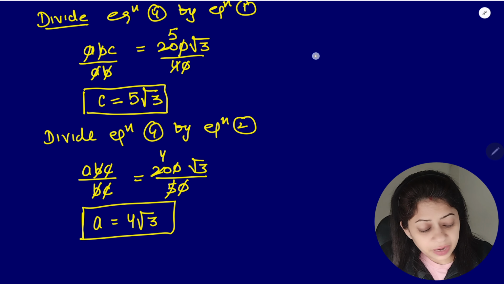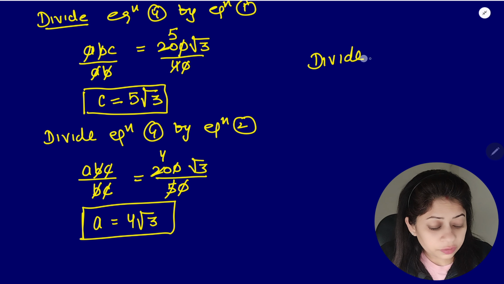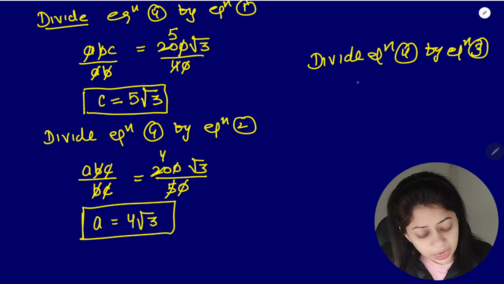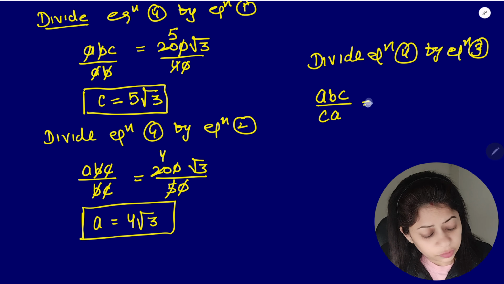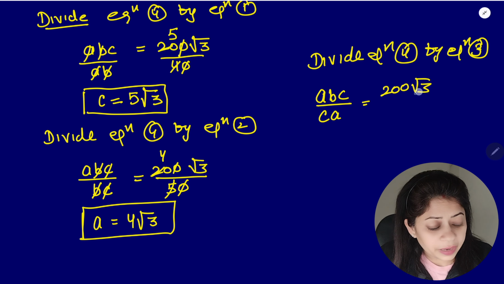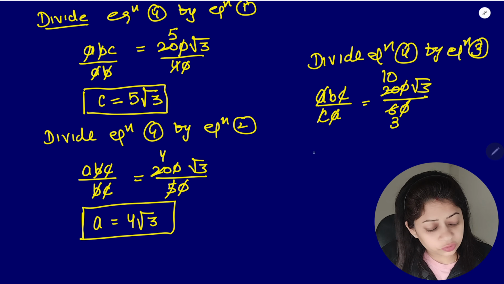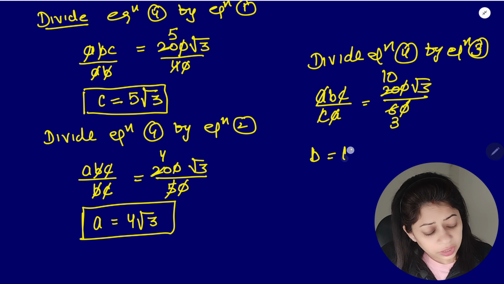Similarly, I will divide equation 4 by equation 3. I will get ABC by CA is equal to 200 root 3 by 60, right? We got 20 by 6, which is 10 by 3. So B is equal to 10 root 3 by 3, right?